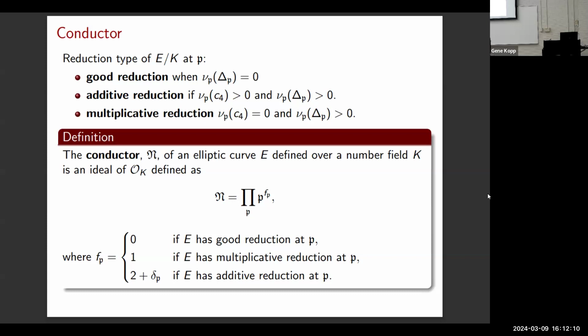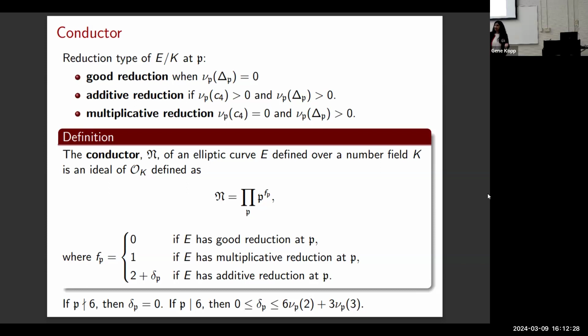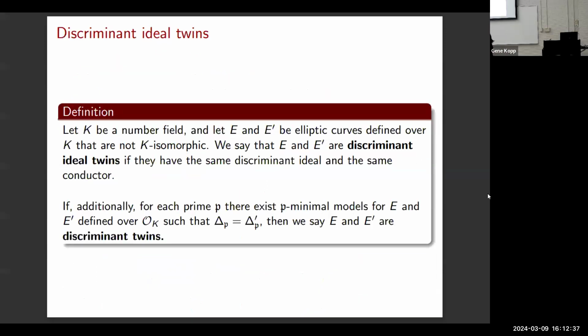And this delta, we also have a bound for this delta. This delta is 0 when P does not divide 6. So that means in the bad reduction, the maximum conductor valuation can be 2. Otherwise, there is a bound for this, right? So it cannot be anything. There is a bound, but it's still hard to work with them, especially the prime P equals 2. We'll see that. So this is the definition of a conductor.